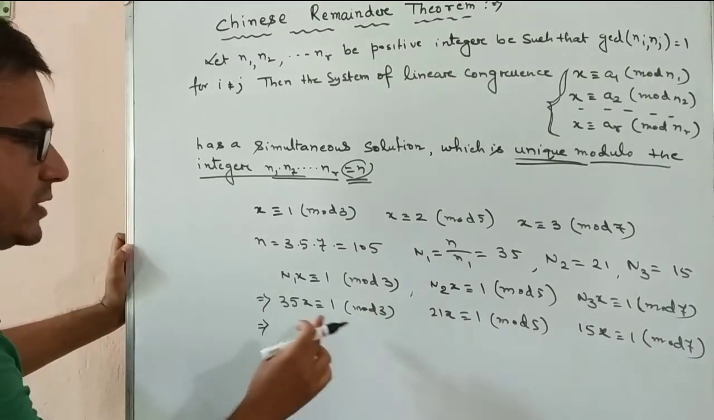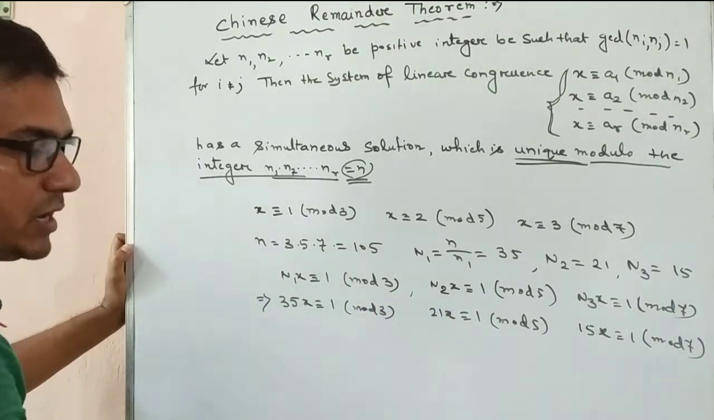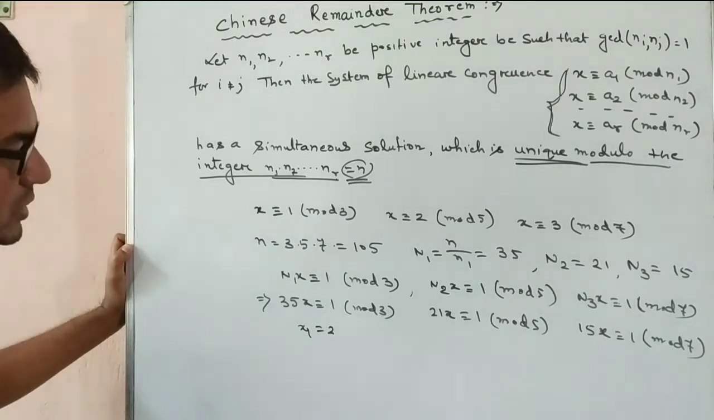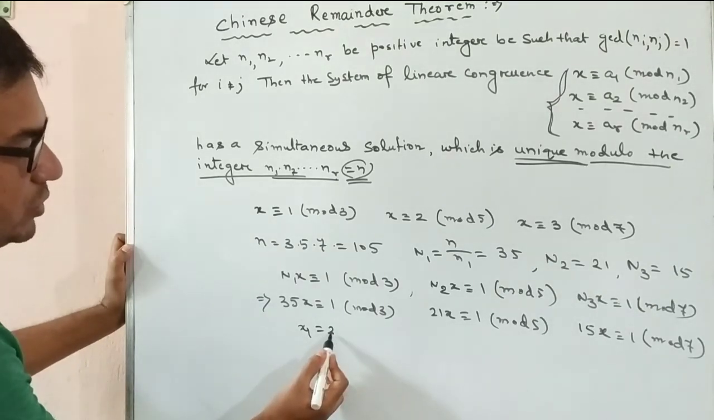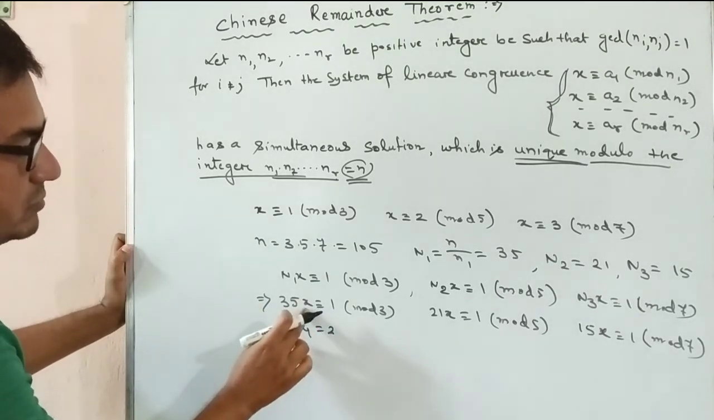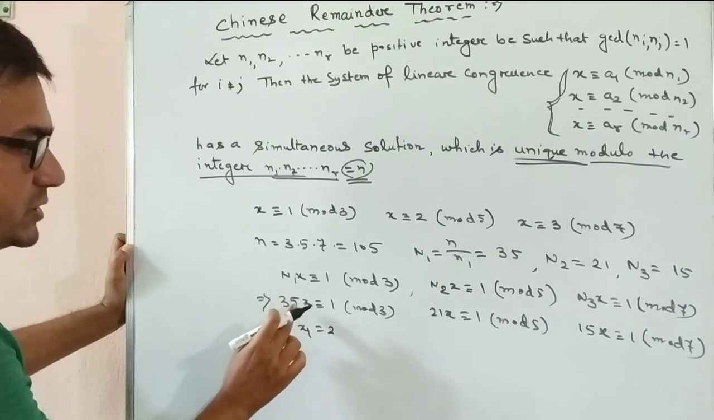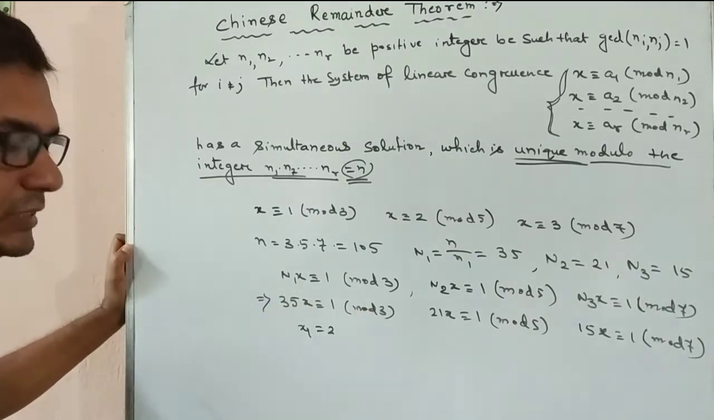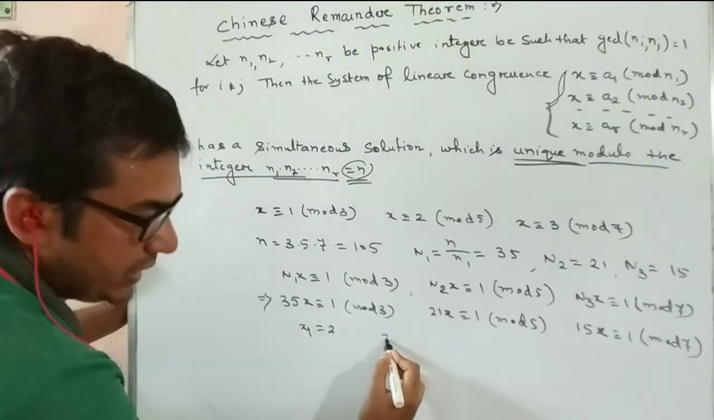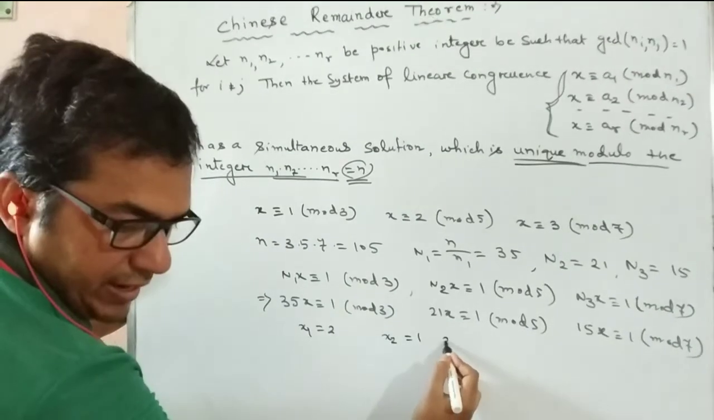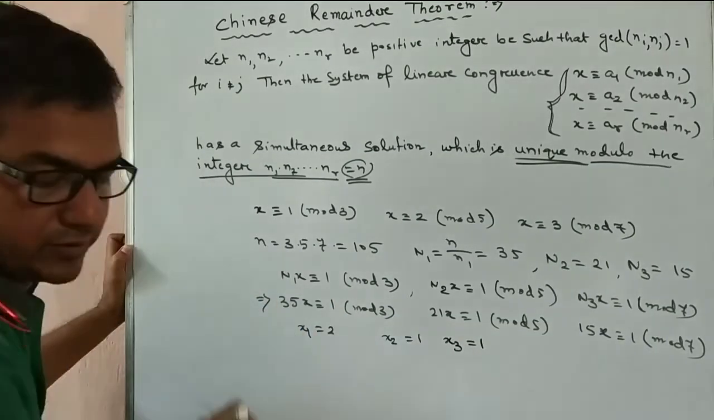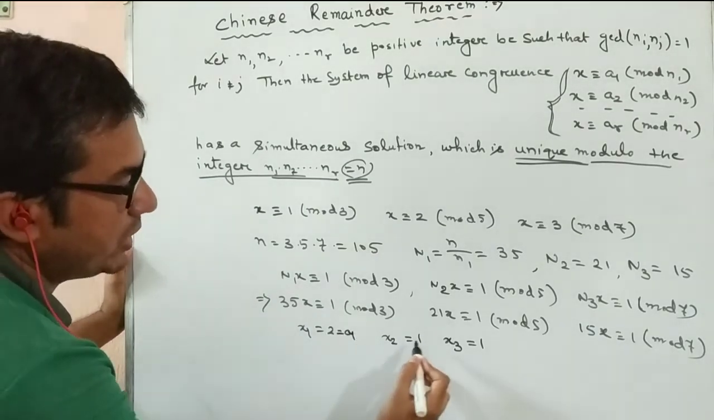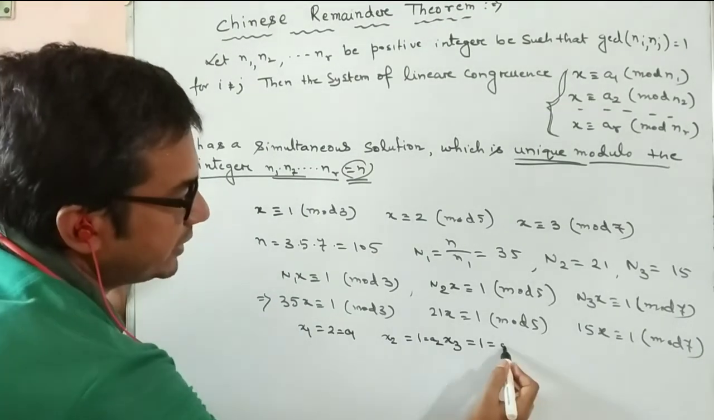We know that the solutions of these are respectively x_1 equal to 2. Since if we put x equal to 2, then 2 into 35, that means 70 minus 1, 69, is divisible by 3. Similarly, x_2 equal to 1 and x_3 equal to 1, and these are a_1, a_2 and a_3.